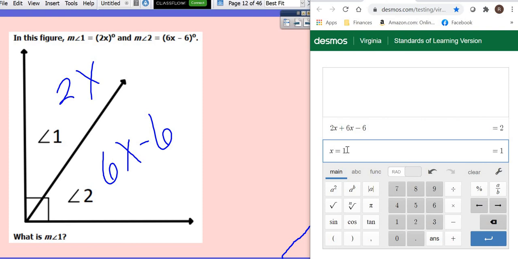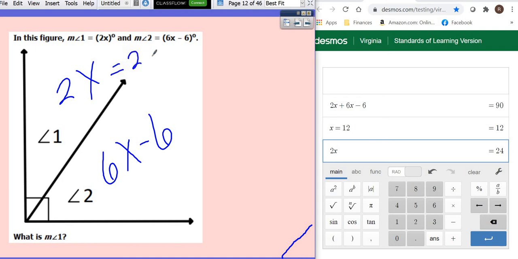So I know I've got to get to 90, so I'm going to go ahead and try 20. And I'm just moving up quickly. That was way too far. So let me try 10. Okay, I can go up from there. There you go. X equals 12, but that did not give me the value of angle 1. So if I look here, the measure of angle 1 is 2x. So I'm going to come right over here to my calculator on the next line and type 2x. Lo and behold, 2x equals 24 degrees.